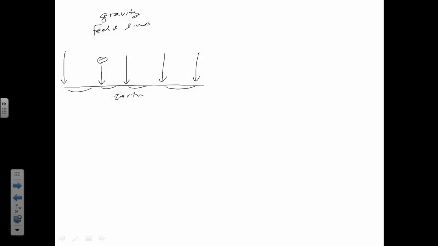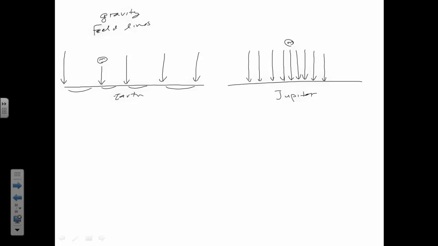If I were to go, let's say, to Jupiter, what would Jupiter look like, assuming you stand on Jupiter? I have my test mass. It would still drop down, but Jupiter has more or less gravitational attraction than the Earth? A lot more, right? And so what would I draw for my lines here? A lot closer together. So the spacing of these indicates the closer their spacing, the stronger it is. The further their spacing, the weaker it is.